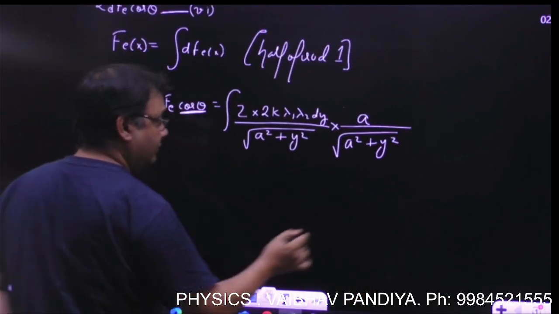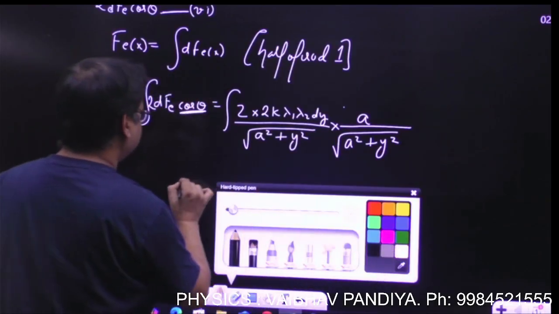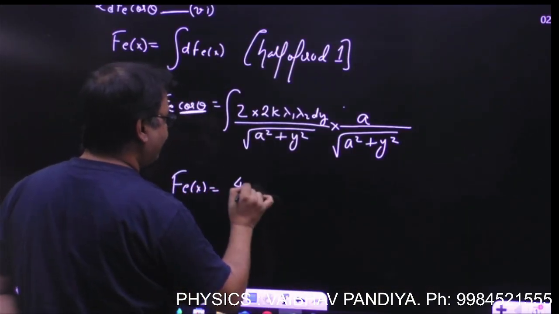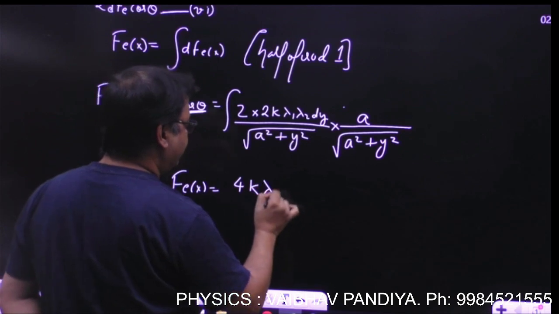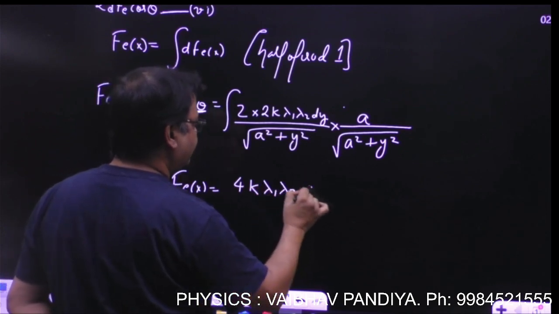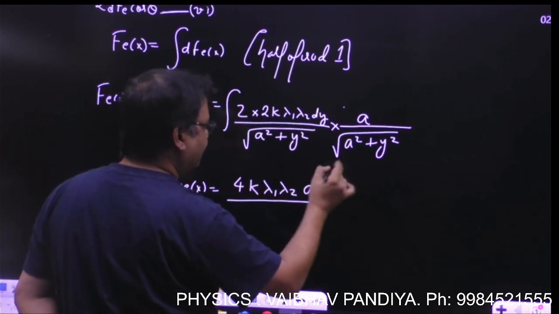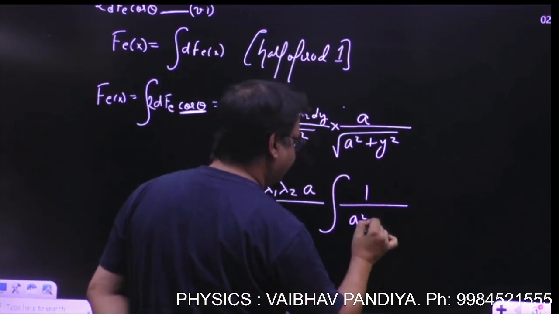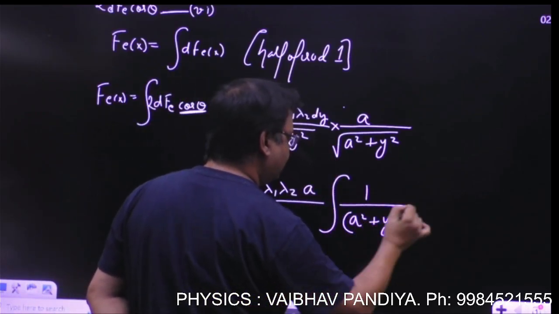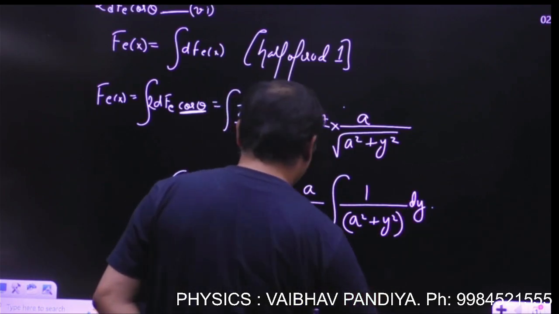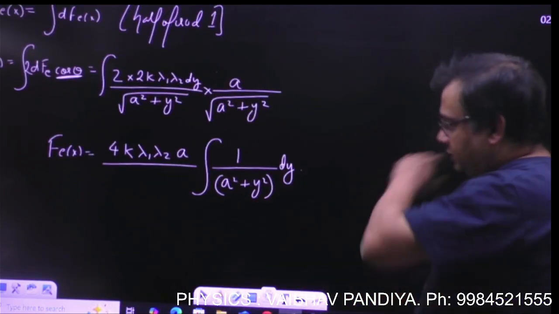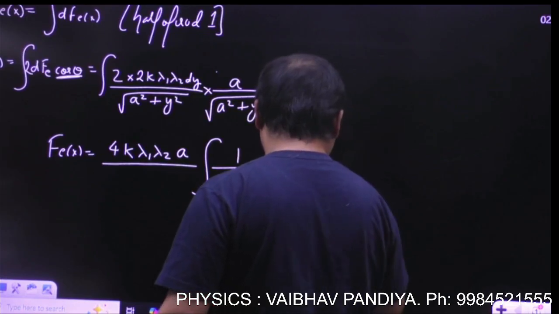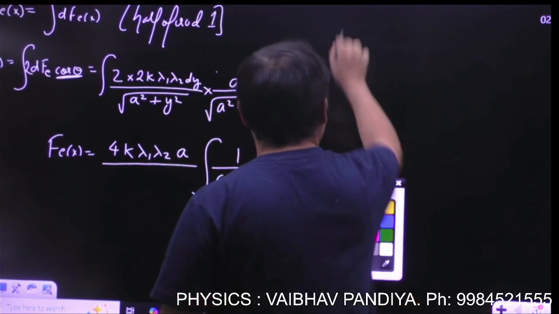You will get the net force on the x-axis as 2 into 2, 4, k lambda 1 lambda 2. Coulomb's constant and lambda 1 and lambda 2 are constants. You will get a divided by, now this won't come out of the integral because y is variable, so you'll get a square plus y square multiplied by dy. Okay, now this is the integral. Now we have to learn how to solve this integral. There is a standard formula for this integral.